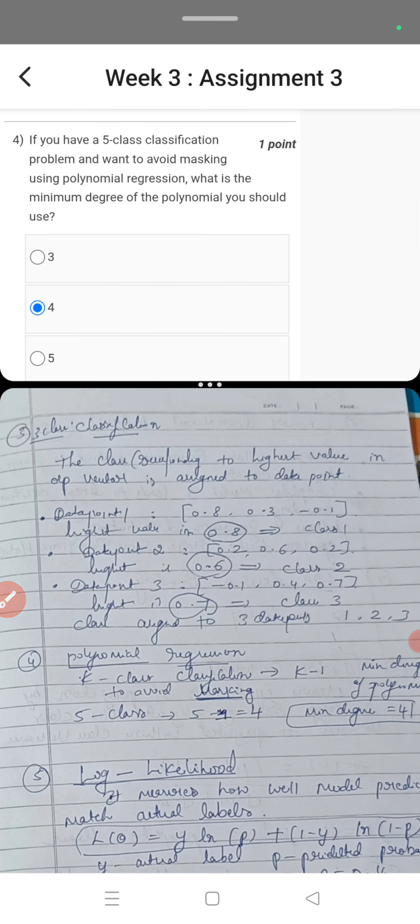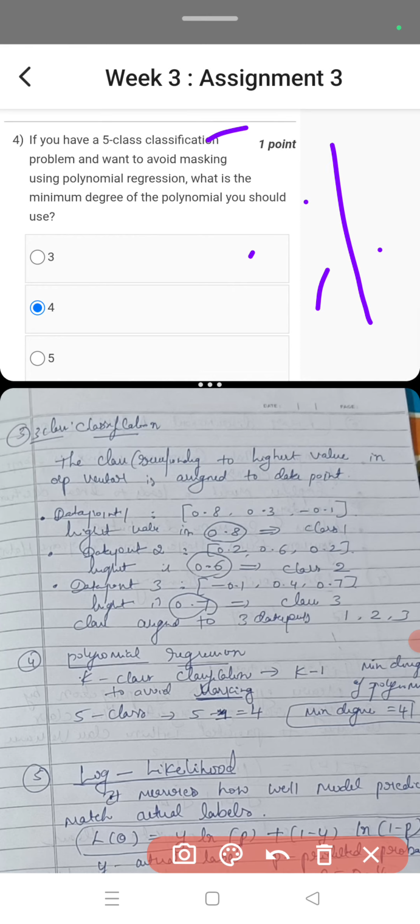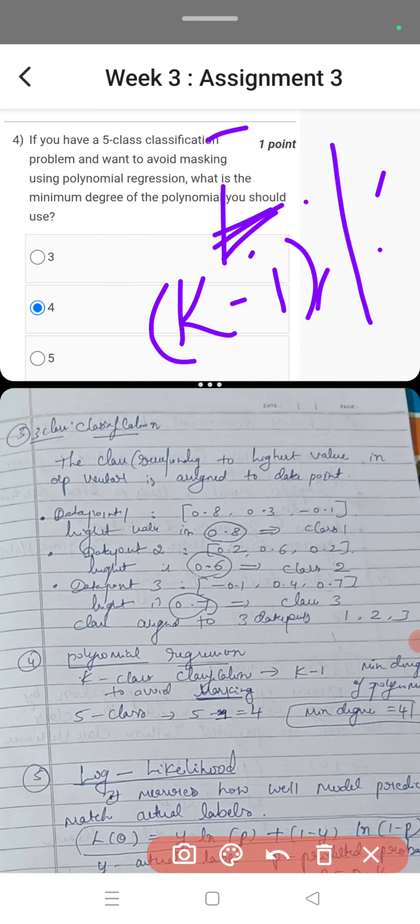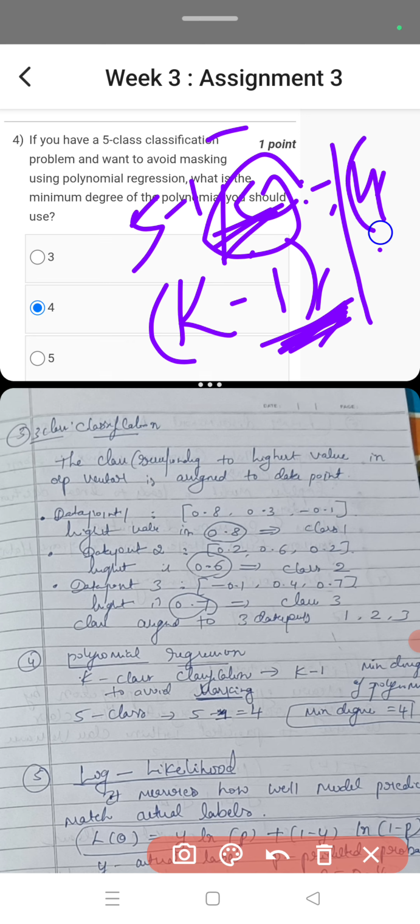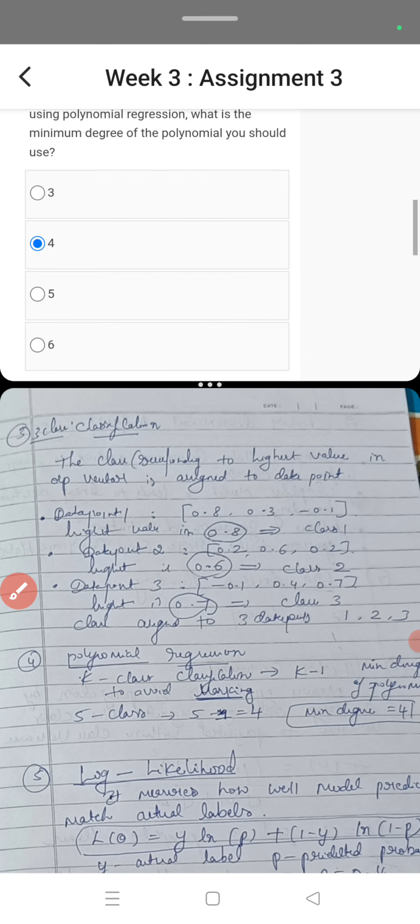Similarly, for the fourth question, you have a 5-class classification problem and you want to avoid masking using polynomial regression. What is the minimum degree of polynomial you should use? It is k minus 1. If there are k classes, the minimum degree to avoid masking is k minus 1. With 5 minus 1, 4 is the correct answer.